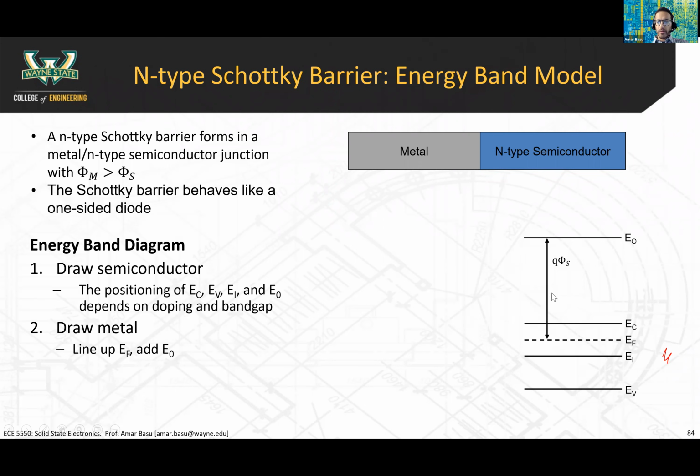One subtle point I want to make here is that if you're given the semiconductor work function and you're given the electron affinity, then you should be able to calculate where the Fermi level is located. And based on where the Fermi level is located, you should be able to back-calculate what the doping is.